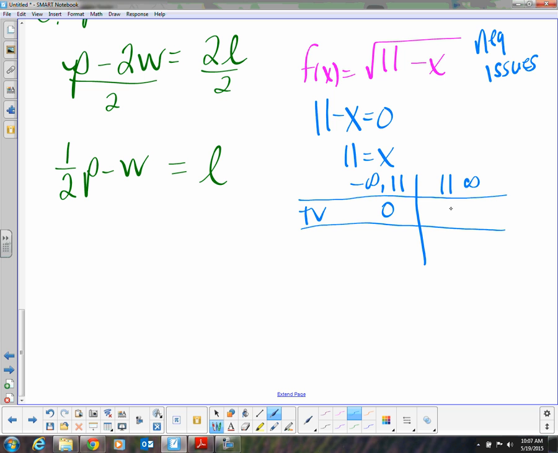0. 12, okay? So now we're substituting into 11 minus x. 11 minus 0 is positive. 11 minus 12 is negative. We don't want the negatives. So your domain's going to be negative infinity to 11. What do we put around 11? Parenthesis or bracket? Bracket. Why?